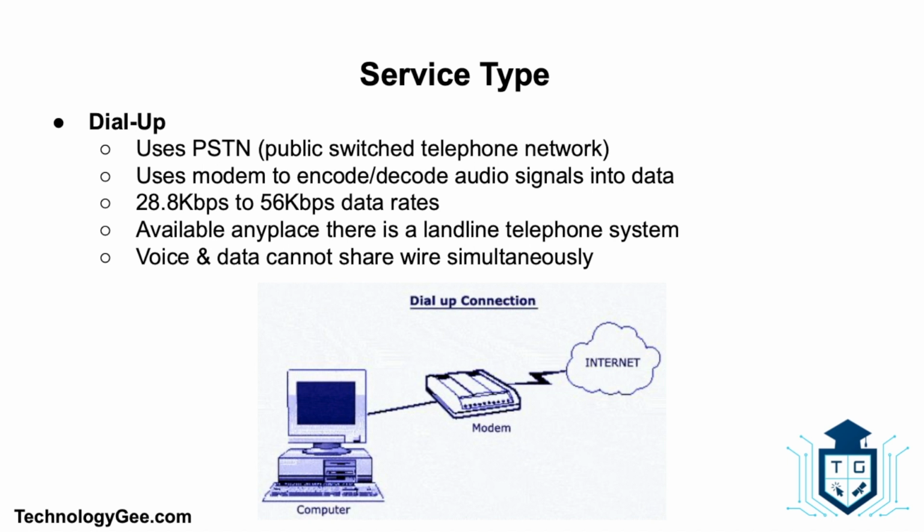Until the late 1990s, dial-up networking was the most common way for home and small businesses to connect to the internet. Today, dial-up connections are used when no other internet connection is available. Dial-up has rates ranging from 28.8 kilobits per second to 56 kilobits per second and is available any place that has a landline telephone system. A disadvantage of telephone dial-up is that voice and data cannot share the wire at the same time.